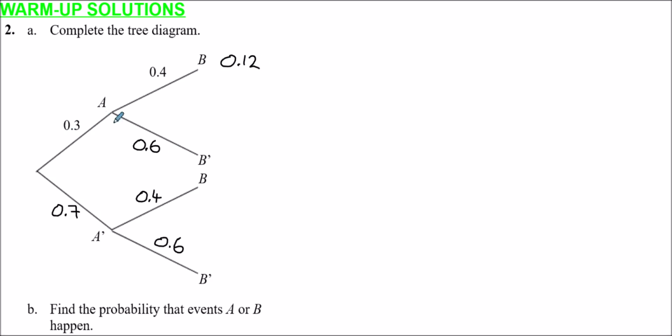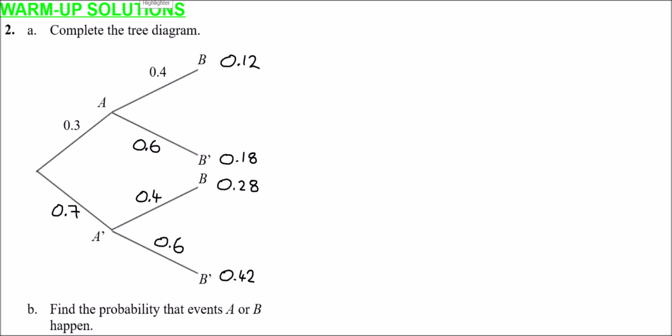This one, 0.3 multiplied by 0.6, gives us 0.18. Down here, 0.7 multiplied by 0.4 gives us 0.28. And finally, 0.7 multiplied by 0.6 would give us 0.42. The magic of this is that all these final values will always add up to 1. If they don't, a mistake must have been made.